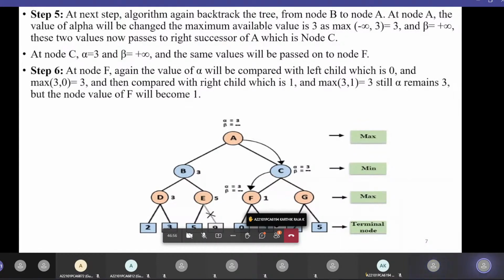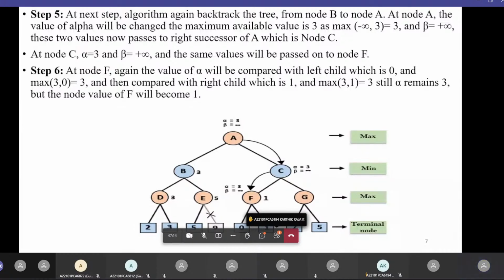So now look into node C. From node B we are going back to node A. At node A, alpha will be changed, because the maximum value has to be considered.